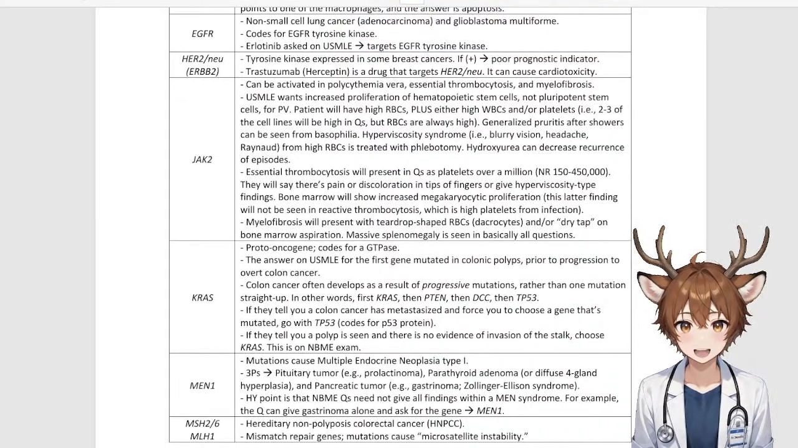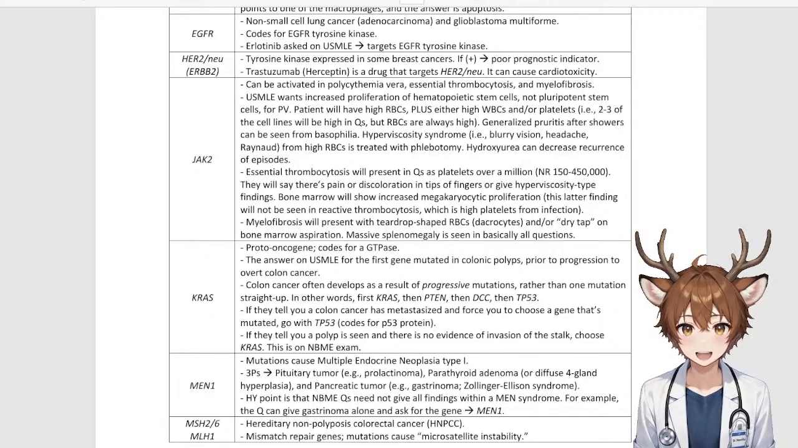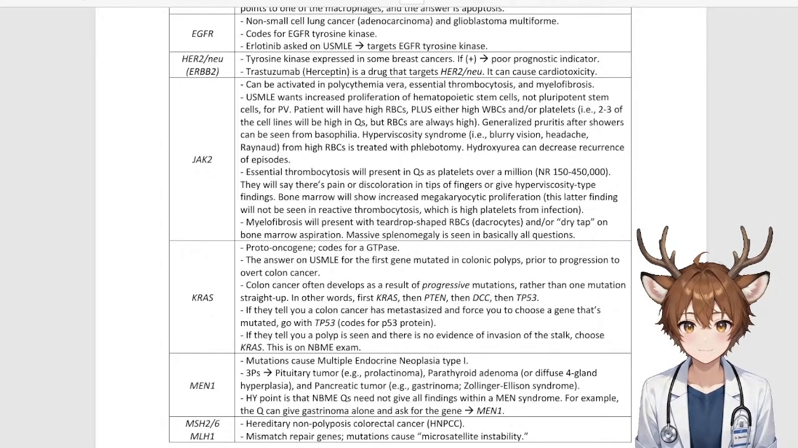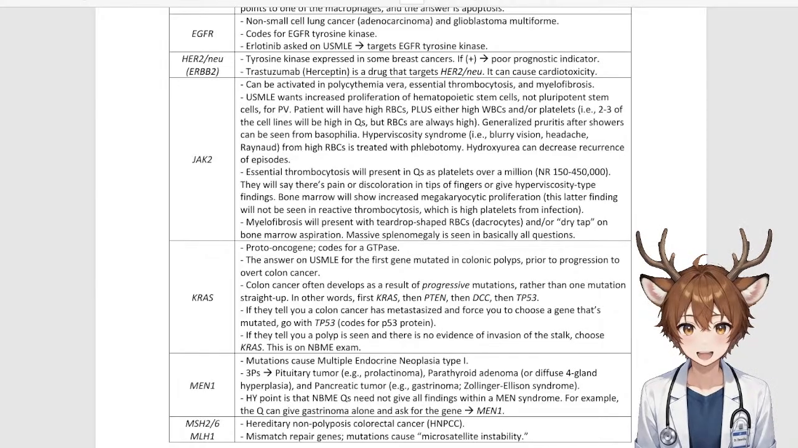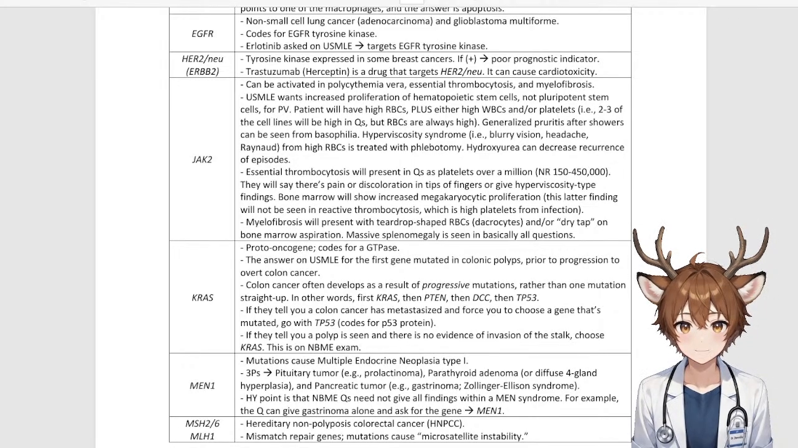EGFR, non-small cell lung cancer, adenocarcinoma, and glioblastoma multiforme. Codes for EGFR tyrosine kinase. Erlotinib, asked on USMLE, targets EGFR tyrosine kinase.